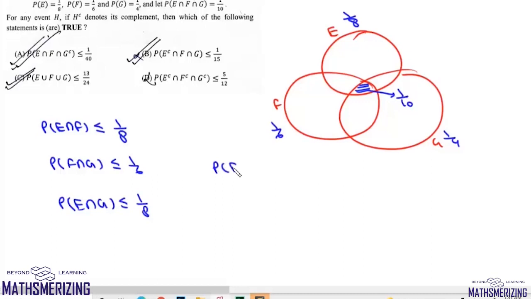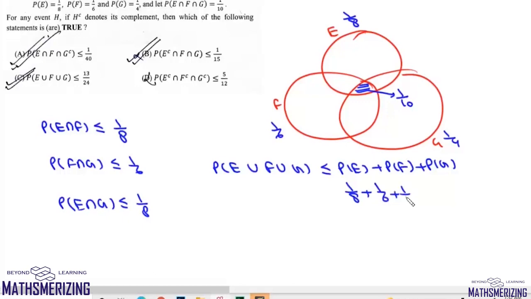Now if we look at probability of E union F union G, we know that this probability will always be less than or equal to probability of E plus probability of F plus probability of G. Now probability of E is 1 by 8, F is 1 by 6 and this is 1 by 4. Now the LCM is 24, so 3, 4 and 6. So it will be simply 13 by 24. So this probability of E union F union G is less than or equal to 13 by 24, and that's your option C.